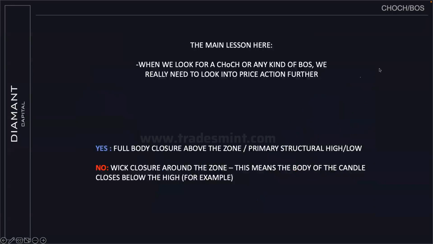Okay. So the main lesson here, when we start to look for change of characters or any kind of breaker structure, is that we really need to look into price action further. This is exactly the criteria that we're going to be looking at. What we want to be looking for is a full body closure above a zone or primary structural high or low. What we don't want to look for is a wick closure around this zone.